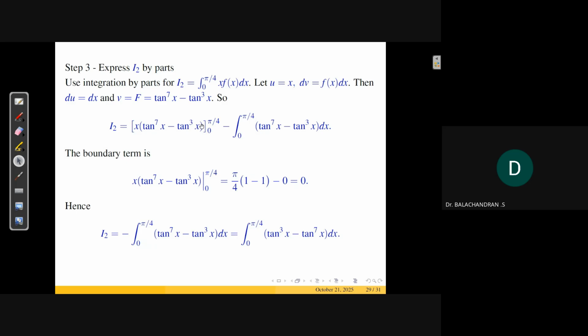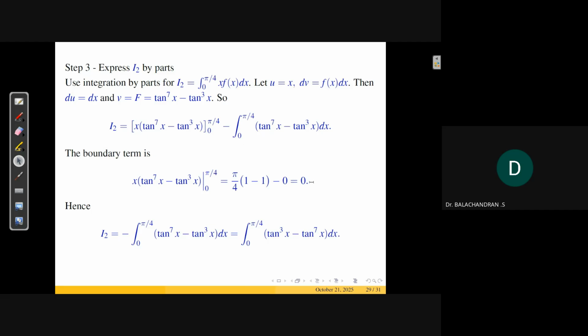Now first I'll take the first term. So x into tan power 7x minus tan cube x. The limit is 0 to pi by 4. First upper limit pi by 4 into tan pi by 4. Here also tan pi by 4. So 1 power 7 minus 1 power 7 is 1 minus 1. Lower limit minus, here you have 0, tan 0 is also 0, so lower limit is 0. So upper limit 1 minus 1, 0. So totally this term is what?